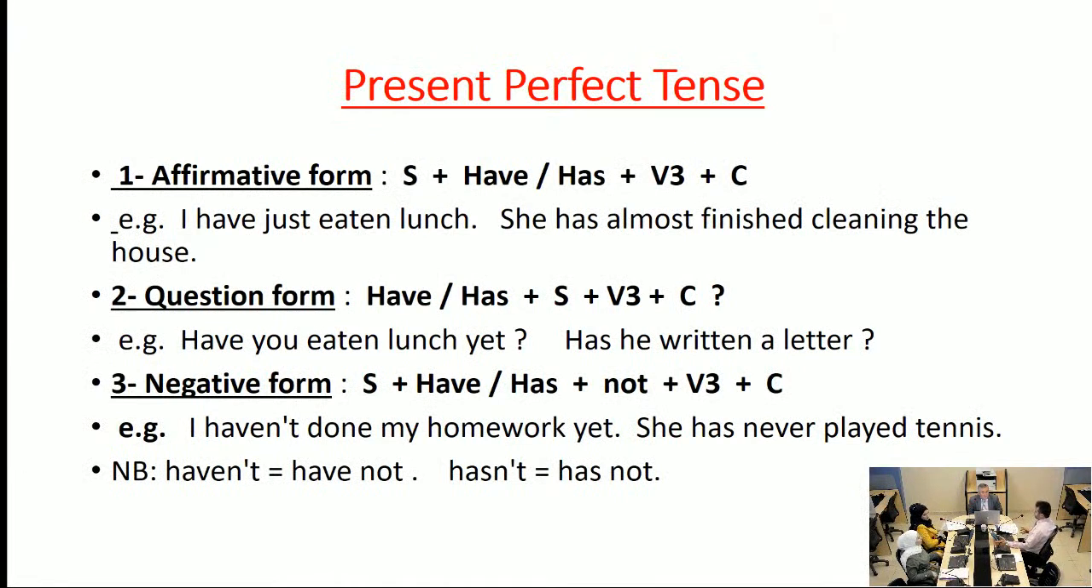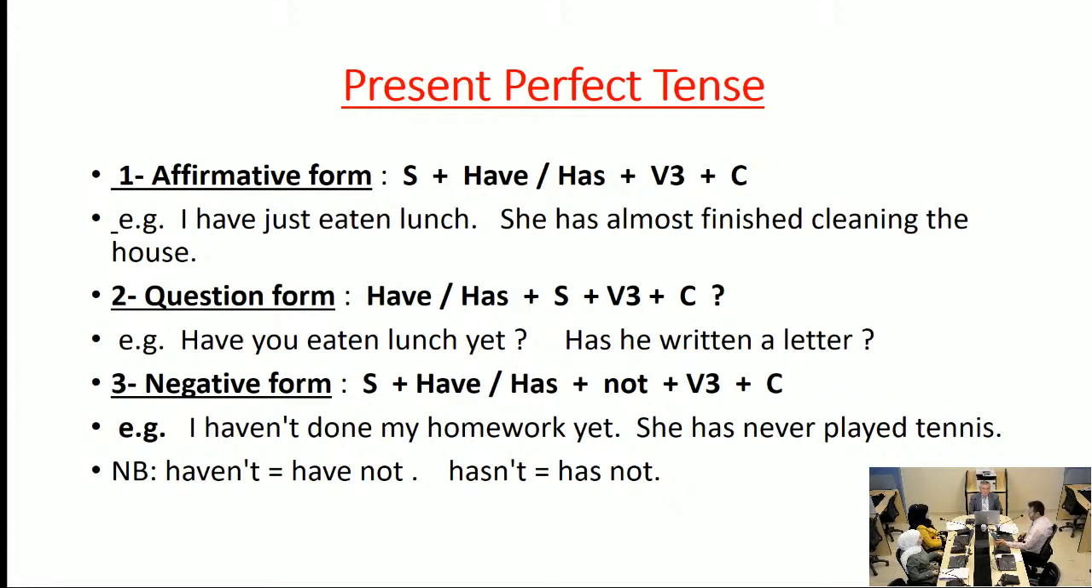The present perfect tense, which someone asked about. Now we are going to talk about the present perfect. Mr. Mazen Abdul Karim. The present perfect tense, we have, first of all, the form, the affirmative form, which is the subject plus have or has. It depends on the subject. And plus the past participle, which is known as verb 3, plus the rest, or the complement.